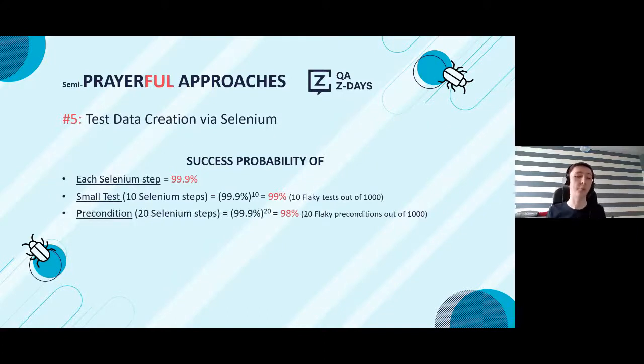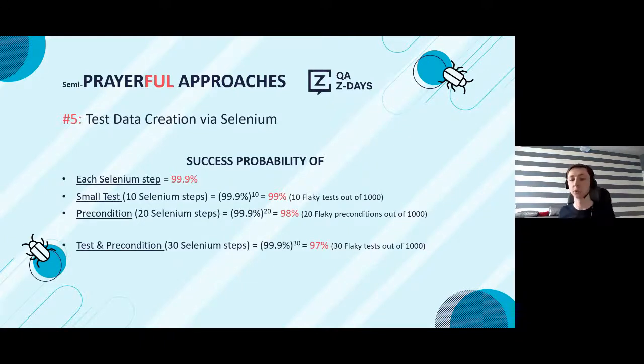Then we want to add a precondition. But in my experience, preconditions are usually a bit bigger than tests because you have to specify many properties specifically for this case and so on and so forth. So its stability is even worse. Let's imagine that it has 20 Selenium steps and its total probability is 98%. And then we take the precondition and the test and combine them. And finally, we get the total success probability of your test combined with the precondition of 97%.